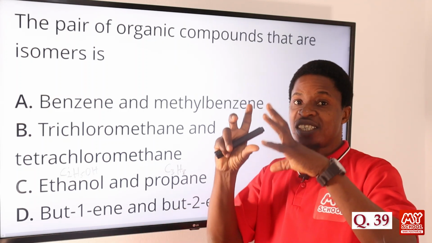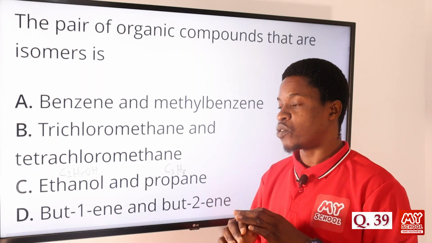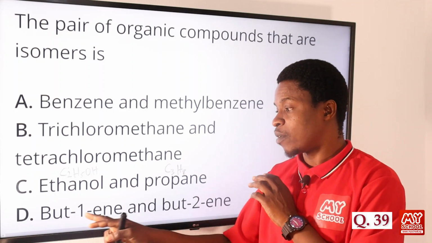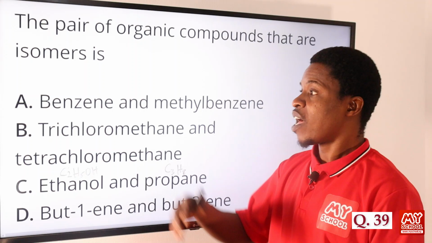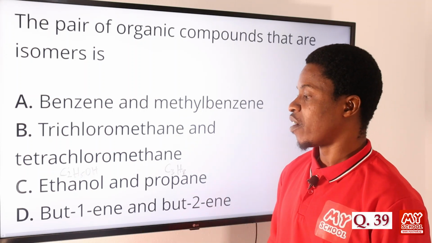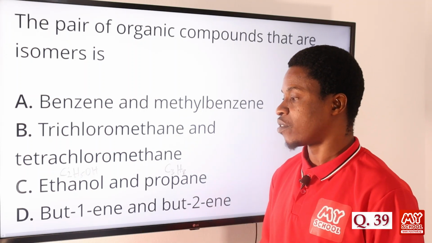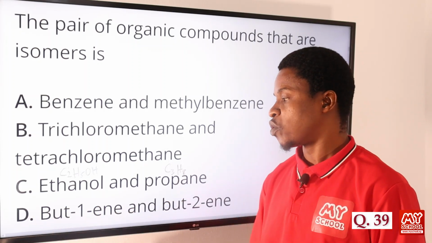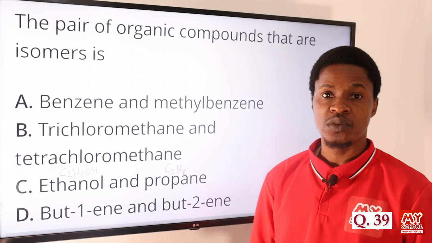But when you draw them in structures, they are going to be different, because of the position of the double bond. So among all of these options, the correct answer here is actually option D, both 1-ene and 2-ene.